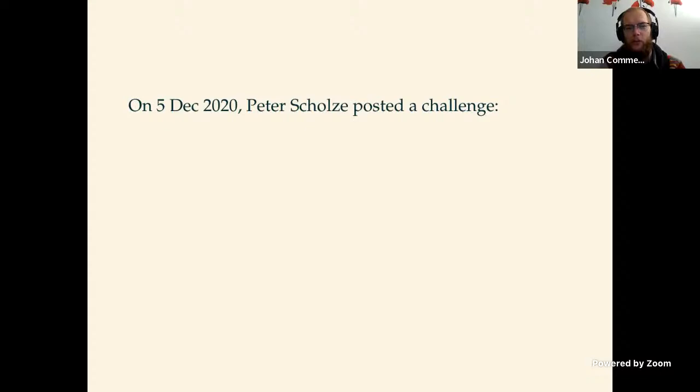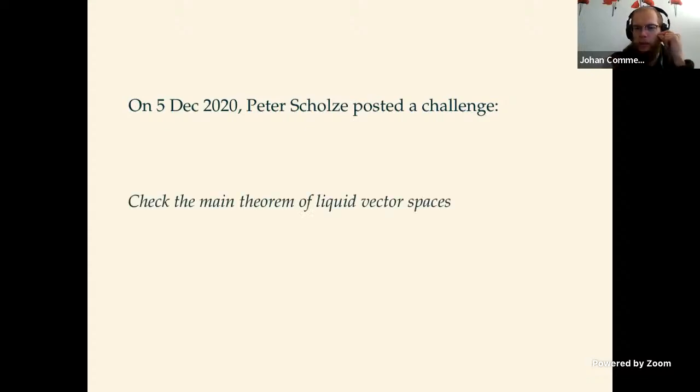So the challenge was as follows: check the main theorem of liquid vector spaces on a computer. And I'm not going to explain what liquid vector spaces are, but it's a brand new sort of mathematics that Scholze has been developing together with Dustin Clausen. And it's all about unifying approaches to functional analysis and algebra, and making algebraic methods available in analysis, unifying in particular also different kinds of geometry like algebraic geometry and analytic geometry and that kind of stuff. But I'll not go into that.